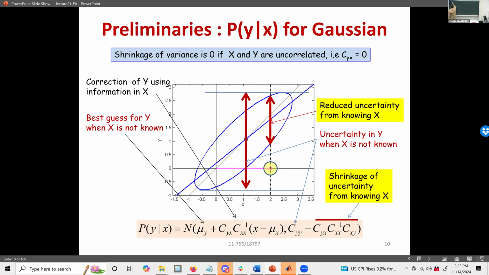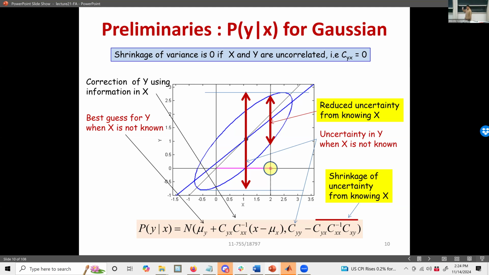This is for reference. If x comma y is Gaussian, then P of y given x is also a Gaussian, where the mean is mu y plus Cyx Cxx inverse (x minus mu x), and the variance is going to be the variance of y minus Cyx Cxx inverse Cxy. I can do this blindly because it just makes sense to me.